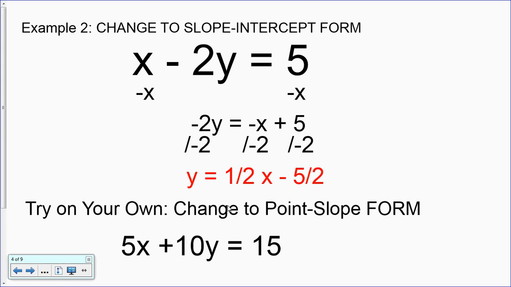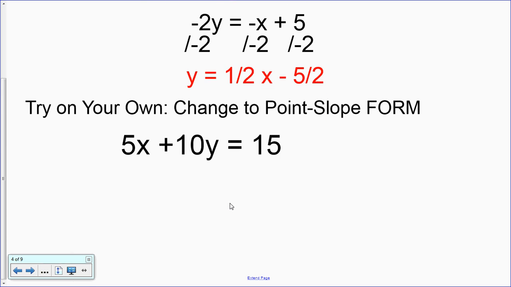Okay? Now the try on your own is a little bit more tricky because I want you to try the challenging stuff too. You have to change standard form into point slope form. Now remember, when we went from point slope to standard, you had to do a pit stop in slope intercept. Same thing here. Change this to slope intercept form first, then use that to generate a point, and then put it in point slope form.